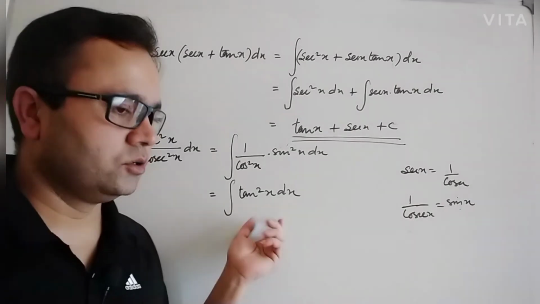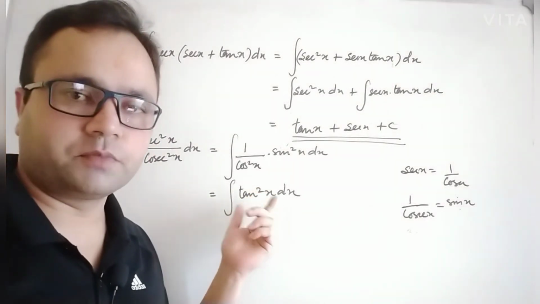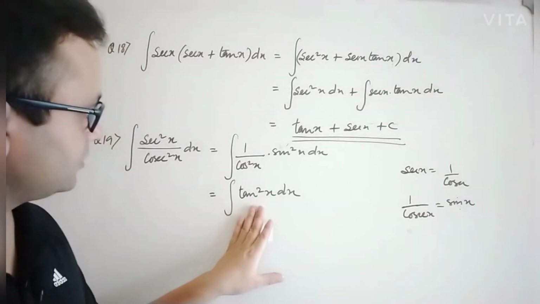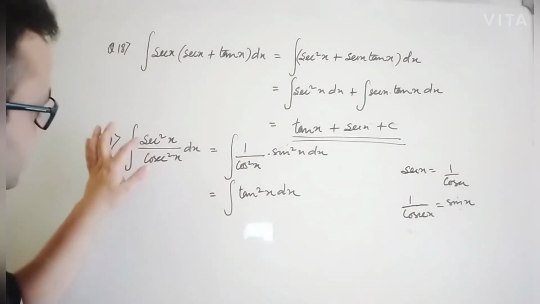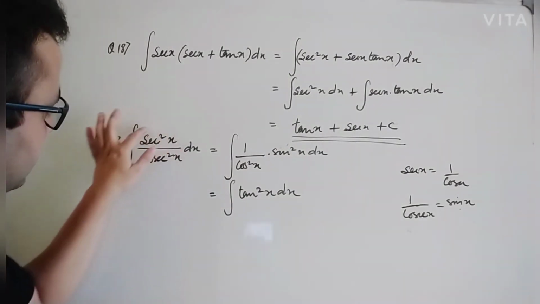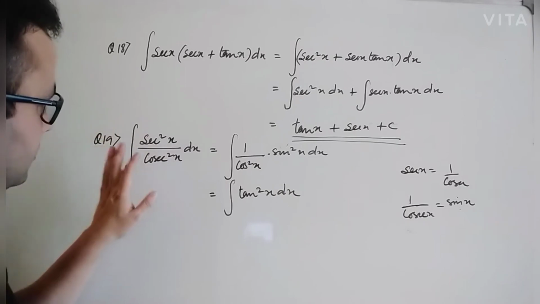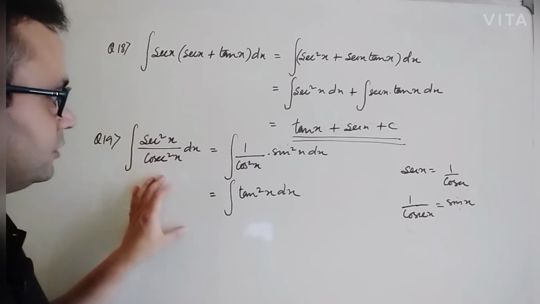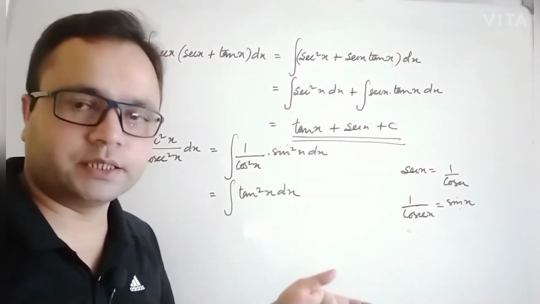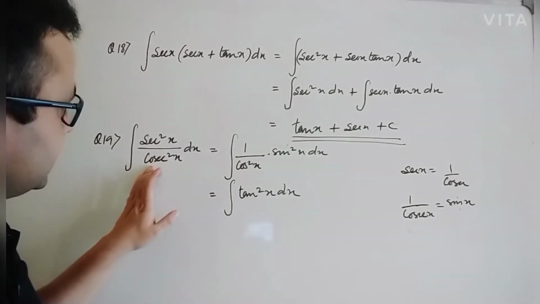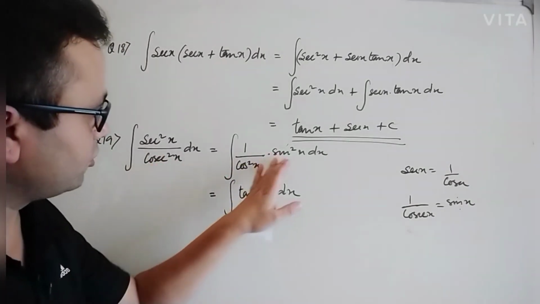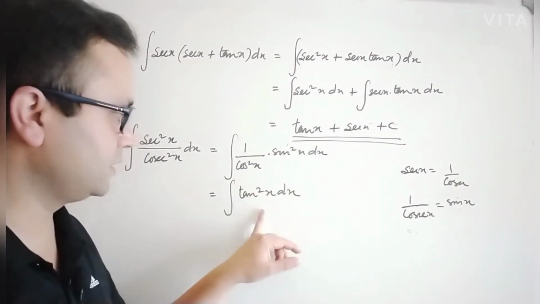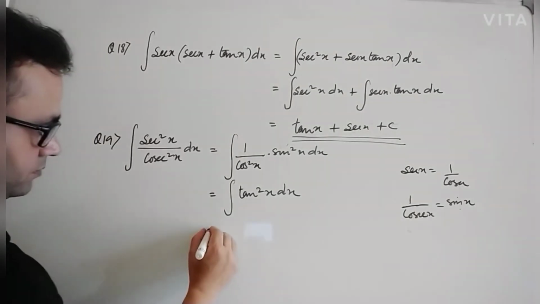We can integrate the functions if they are in integrable form. Otherwise, we cannot do the integration. These are not in integrable form. So first we will convert the given function into integrable form. After that we will integrate. So this is not in integrable form, this is also not, and this is also not. Now we have to make it into integrable form first.